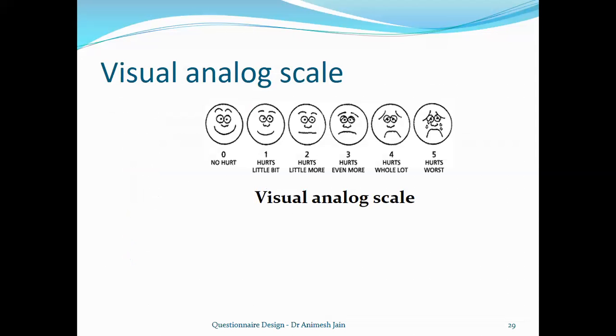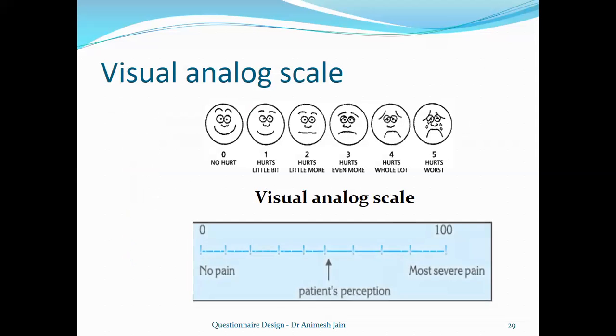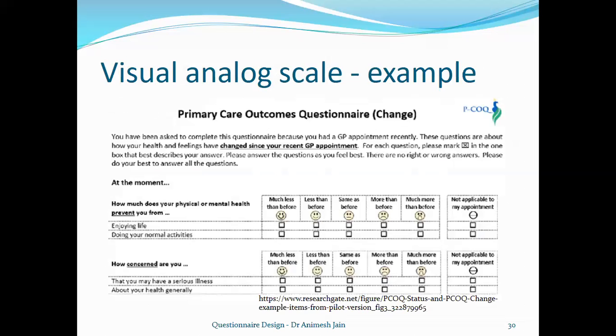This is an example of a visual analog scale. It works out very well because people can actually identify better with this, rather than many times asking them or waiting for a response. So this is again a good idea. This is an example of a visual analog scale, which has actually been used in one of the questionnaires.